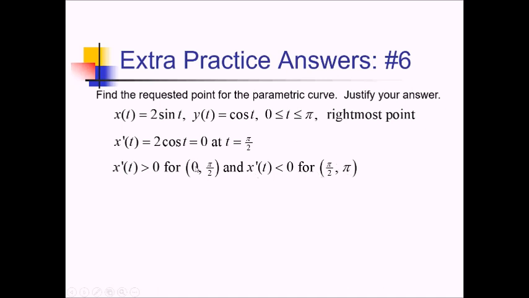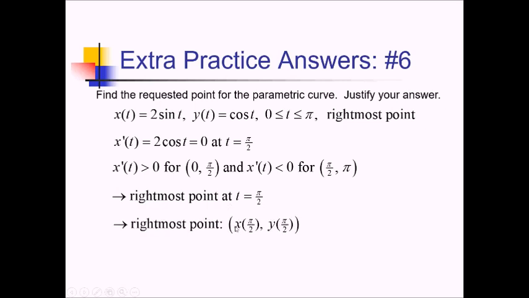So in terms of the particle's motion, I'm going to the right with this positive x prime until I get to pi over 2. Then I'm going left for the rest of the interval. So the rightmost point then must happen at pi over 2. And that means that it's going to be whatever point you get when you plug pi over 2 into the x and the y function up here. X of pi over 2, well, that's 2 times sine of pi over 2. That's 2 times 1, which is 2. Y of pi over 2, that's cosine of pi over 2, which is just 0.